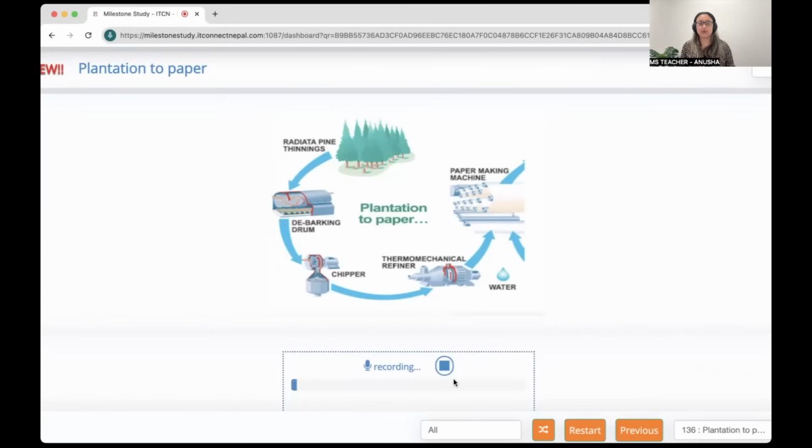This picture shows how plants convert to paper through various processes. The first step is we are taking plants from like radiata pine thinnings, and then from maybe a forest. They are then processed through debarking drum. After that, it runs through a chipper. That means they are being processed step by step. Then it runs through thermomechanical refiner where heat is provided because thermo means heat. And after that, water is inserted. Then it gets mixed and into the paper making machine. It will turn into paper.